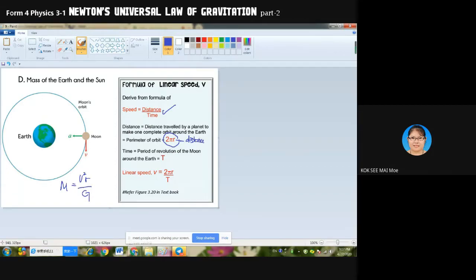Distance of the planet as it orbits the sun. Time taken means the period of revolution of the moon around the Earth. That means the body goes one round, and we count it as the period. Remember the period, time taken to make one complete oscillation. So this is a capital T. So from here, I can write V is 2 pi R over T. Agree? I just want to split out velocity only.